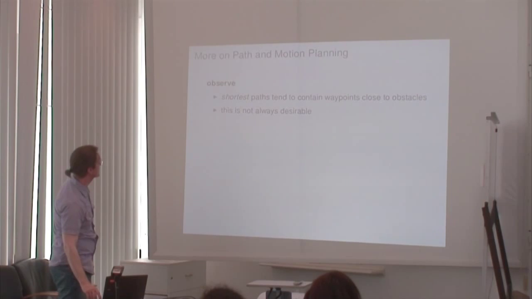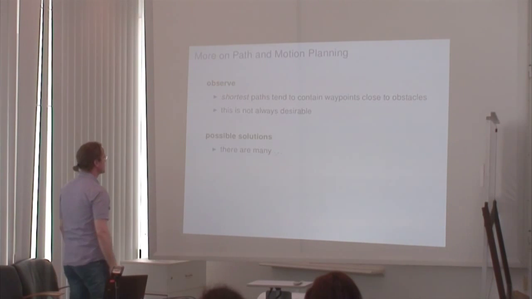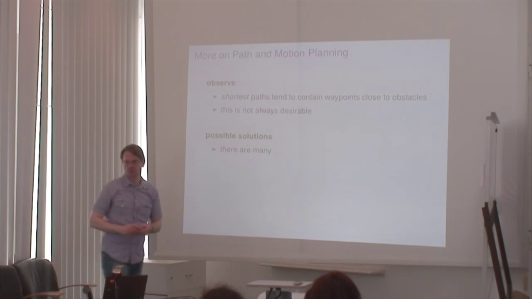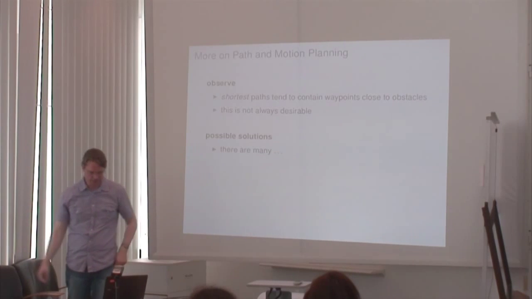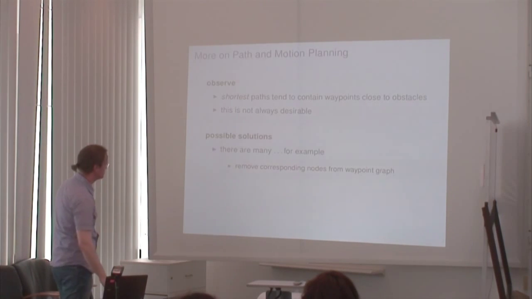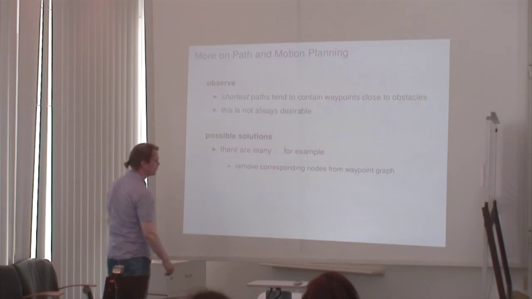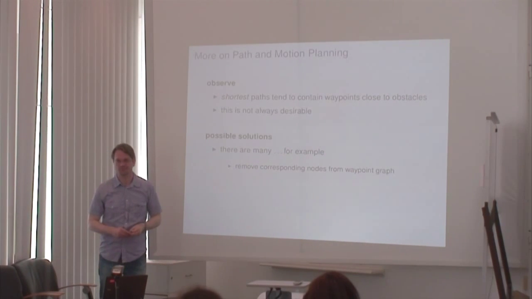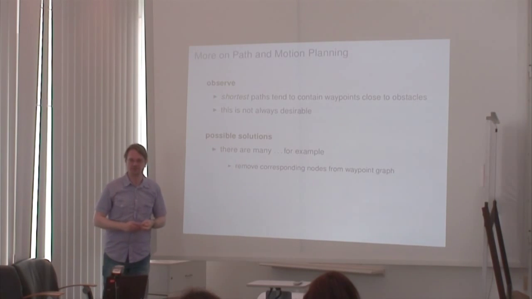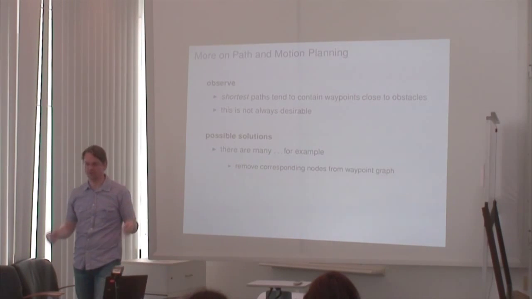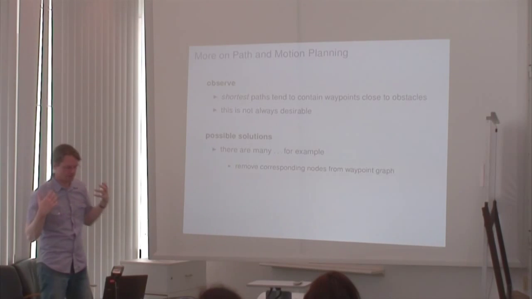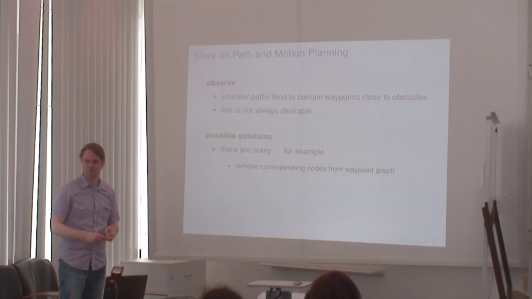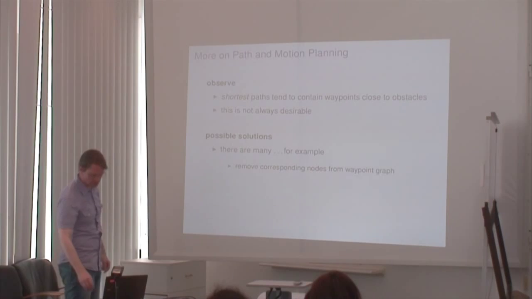What can we do about this? So there are numerous solutions, literally, and we could, for instance, remove waypoints that are very close to obstacles. Why not? Can be done. Somebody has to do it either manually, or we have to implement an algorithm that does that for us. It can be done, no problem.